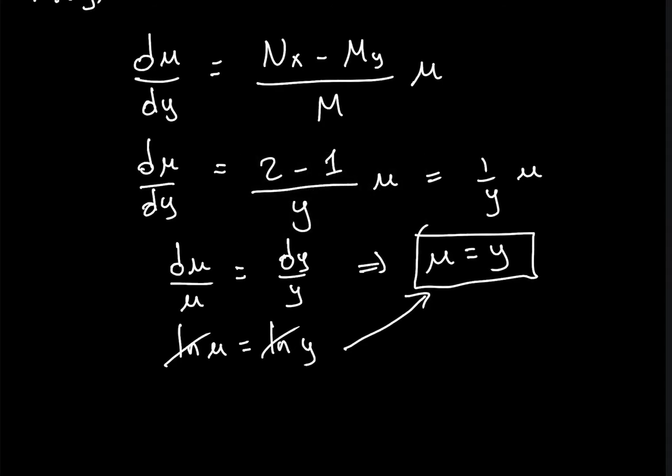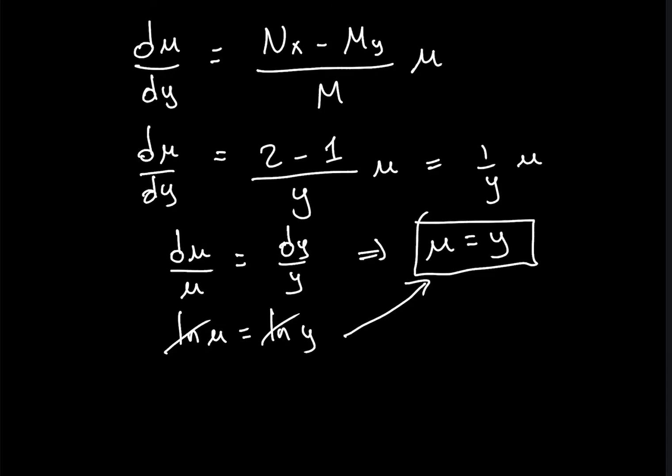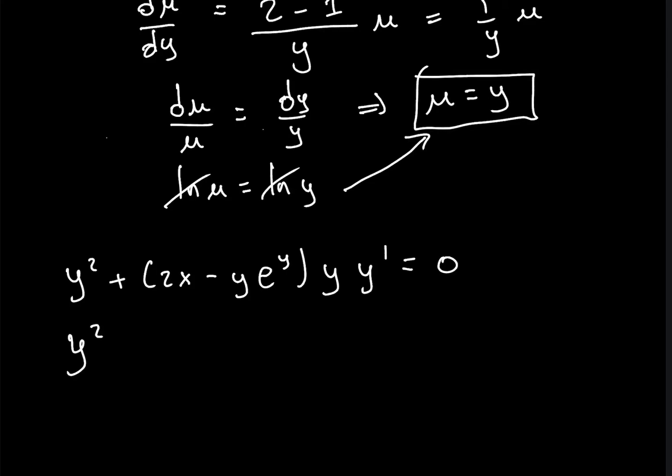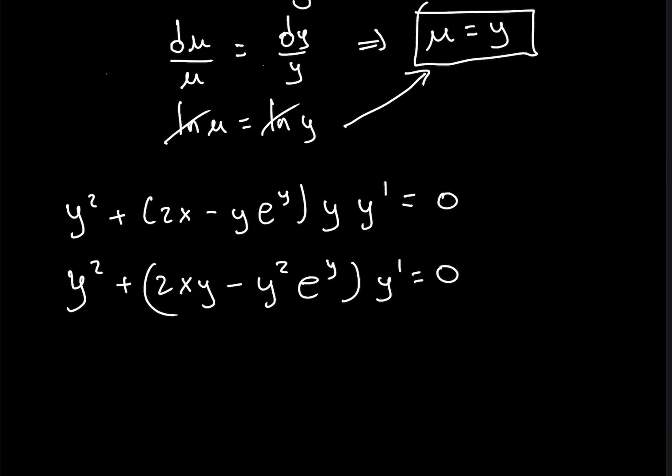We can now multiply this function mu by our original equation. So let's do that. We'll have y squared plus (2xy minus y squared e to the y) y prime must be equal to 0. Okay, so we have this. So let me just put it in a different form: y squared plus (2xy minus y squared e to the y) y prime equal to 0.